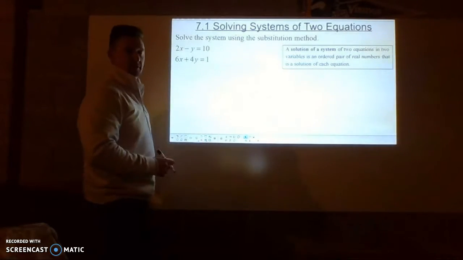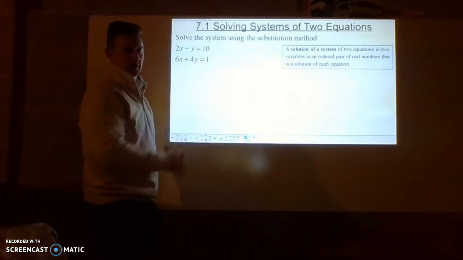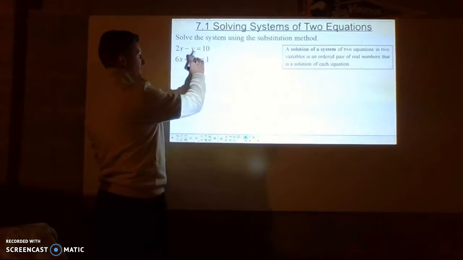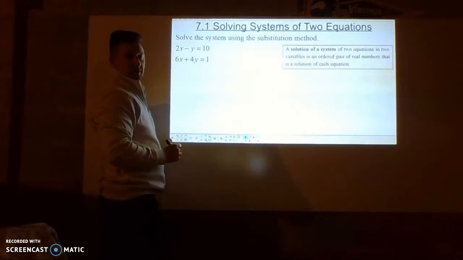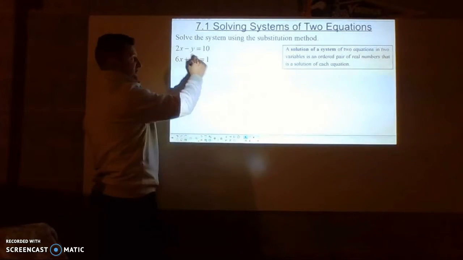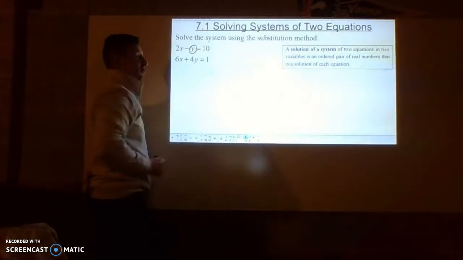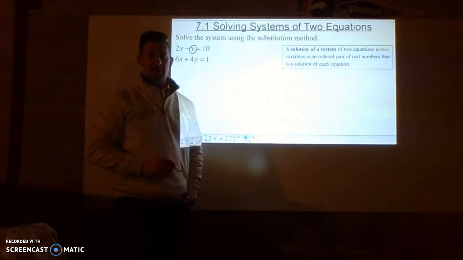So hopefully the video quality works out and you can see this okay on the whiteboard. If I'm going to use the substitution method, I'm going to get one of the variables all by itself. So the variable that sticks out to me is this one. I see a y all by itself. I'm going to do what I can to get it by itself.